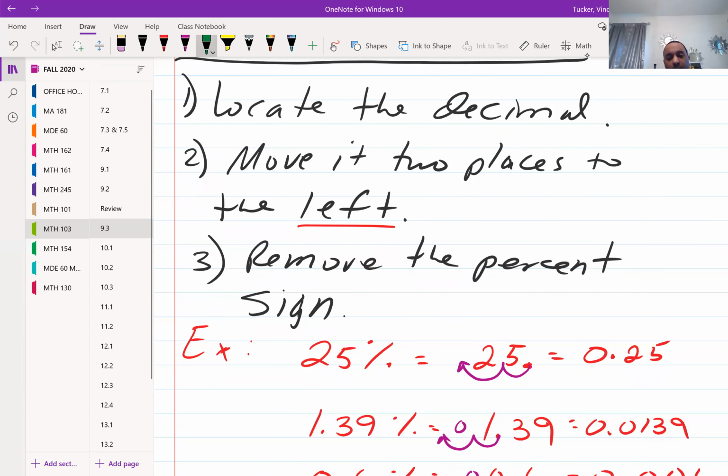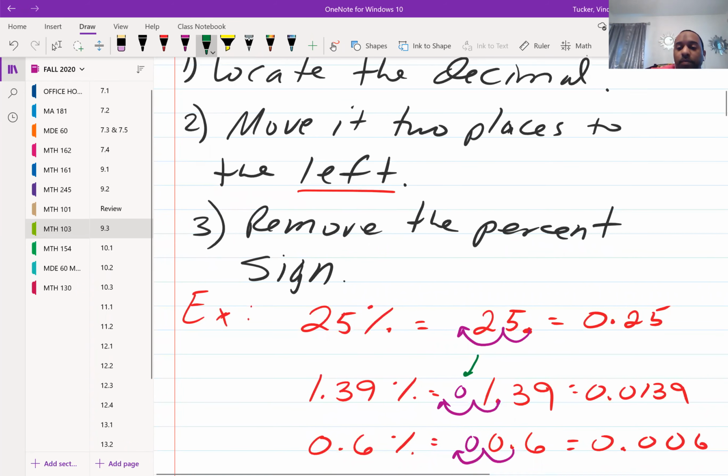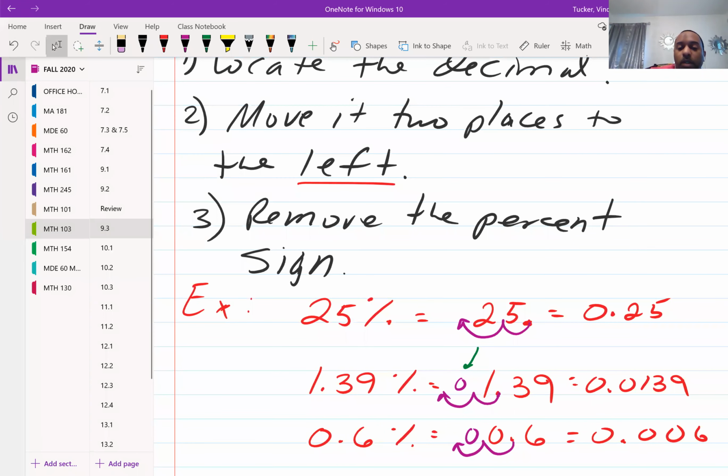For 1.39%, move that decimal 2 places to the left. Notice we have an extra space that we have to account for, so we use a 0 as a placeholder. So that's 0.0139. Then the same thing for 0.6%. Make sure you use placeholders for your zeros. Move the decimal 2 places to the left, that's 0.006.